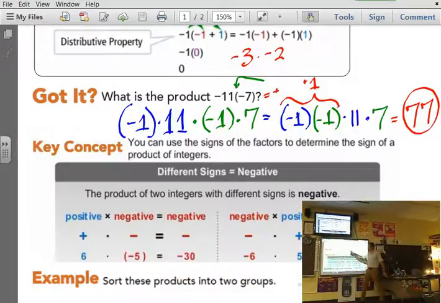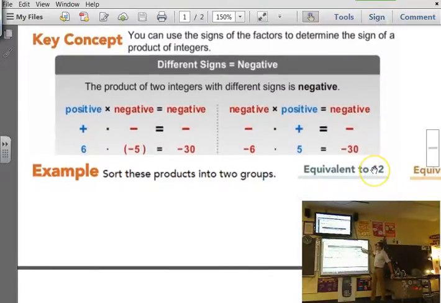Do you need to show this work on your homework or anything? No, not at all. But we wanted to look at it so you understand why. So your rule with multiplication with different signs is right here. If you have a positive times a negative, it's negative. You only have one negative involved. Or if you have a negative times a positive, it's negative. You only have one negative involved.